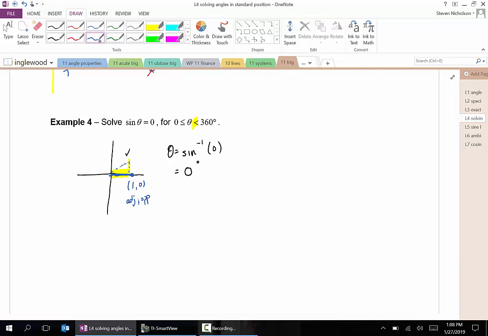But if we go all the way over to this side over here, again, I'm just going to draw that little picture like our applet, the sine ratio would be the opposite over the hypotenuse. And what's happening is the opposite is getting smaller and smaller and smaller, and it's getting to 0. So there's also another answer. And the other answer is theta equals 180 degrees.